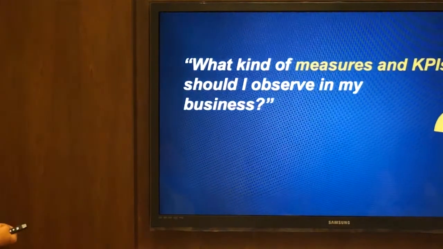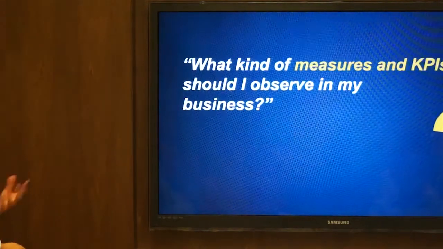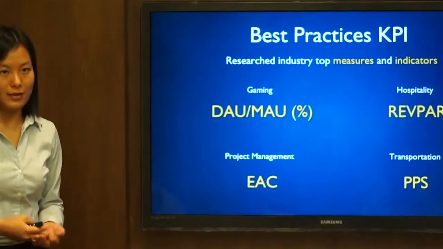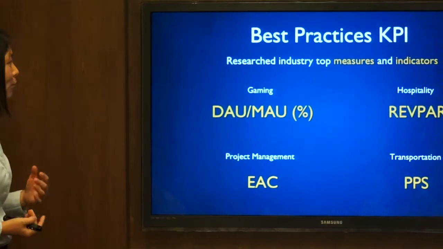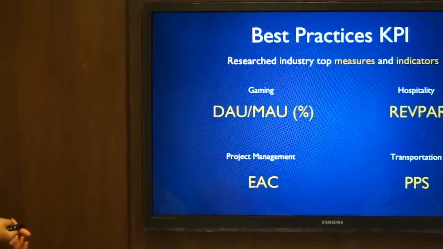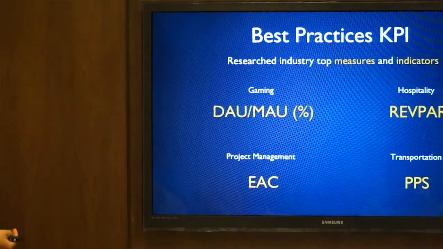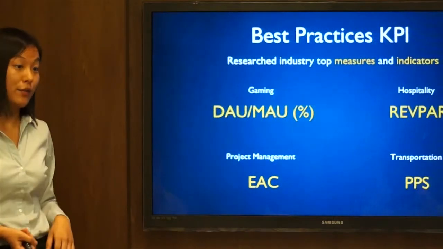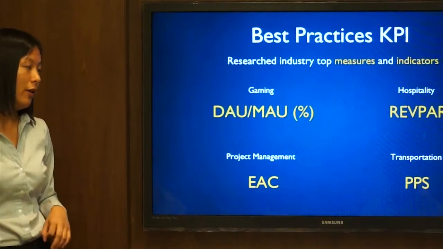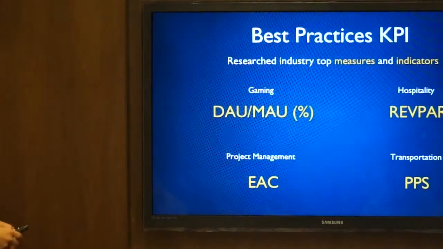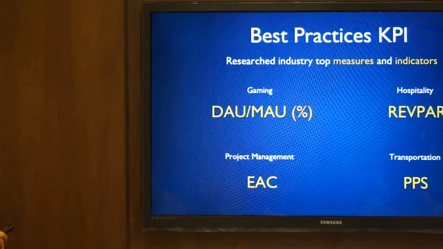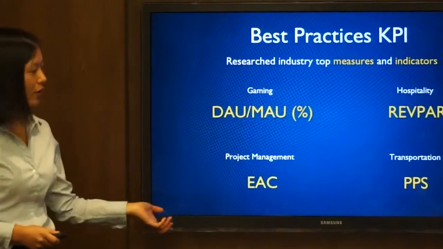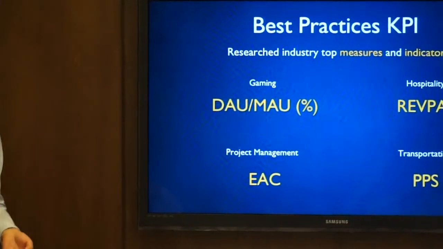So what kind of measures and KPIs should I observe in my business? For example, if I'm new to a business, in the BellaApps, all the reports and dashboards present the top measures and indicators in that particular industry. For example, for the gaming industry, normally people are looking at daily active users or monthly active users, so we'll put those KPIs there. For hospitality, we're looking at RevPAR, which is revenue per available room. For project management, just one example, estimated completion. And for transportation, for example, profit percent.